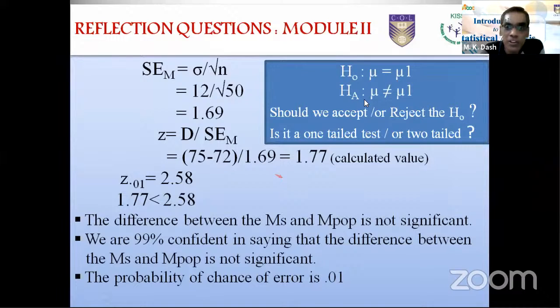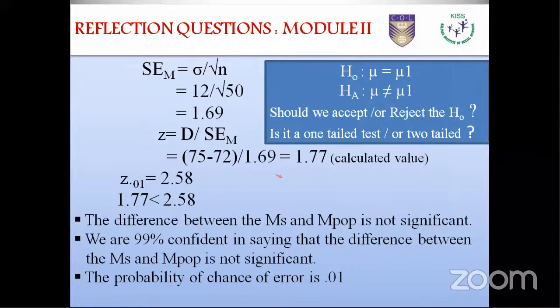Now, what is the alternate hypothesis? The alternate hypothesis says that they are not equal. Can you tell me, is it a two-tailed test or a one-tailed test? Of course, it is a two-tailed test.